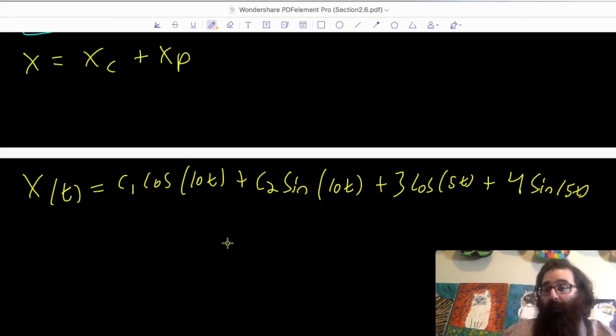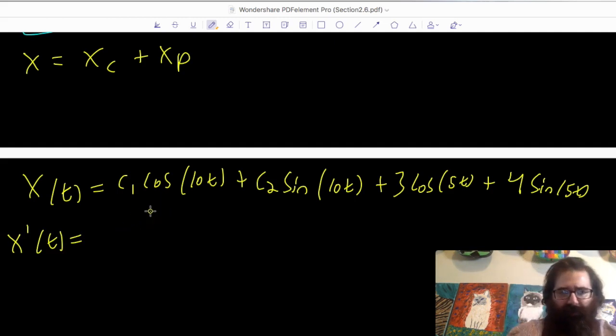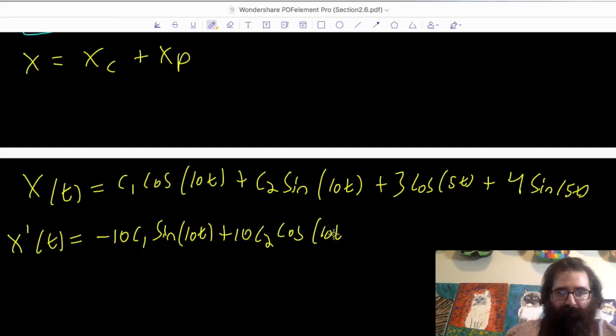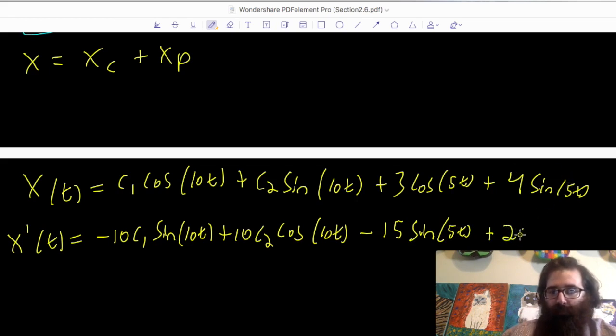And I'm also going to want the derivative to work with the initial values. Let me find the derivative right now. I'm already here with the function. Can't stop, won't stop. Make that a hashtag. So here I get chain rule, a lot of it. Minus 10 c sub 1 sine of 10t plus 10 c sub 2 cosine of 10t. Careful with chain rule here. Minus 5 times 3 is going to give me 15 sine of 5t. And then plus 5 times 4, chain rule, 20 cosine 5t.